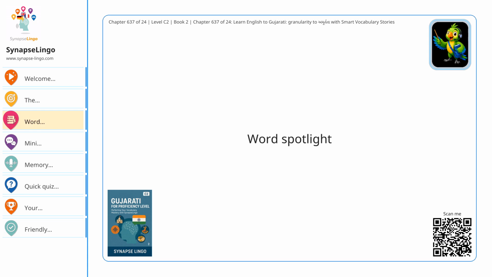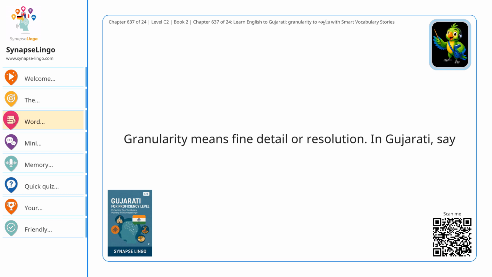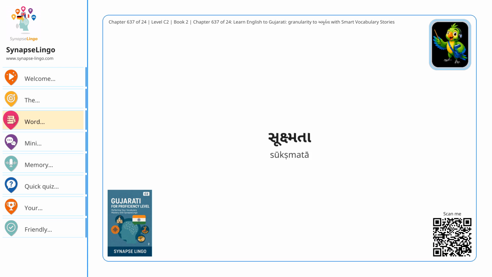Word spotlight. Now let us slow down and meet each word clearly. You do not need to memorize everything at once, just notice the pattern. Granularity means fine detail or resolution. In Gujarati, say સૂક્ષ્મતા. Example: The report needs more granularity. In Gujarati, ahivalamam vadu સૂક્ષ્મતા joie.